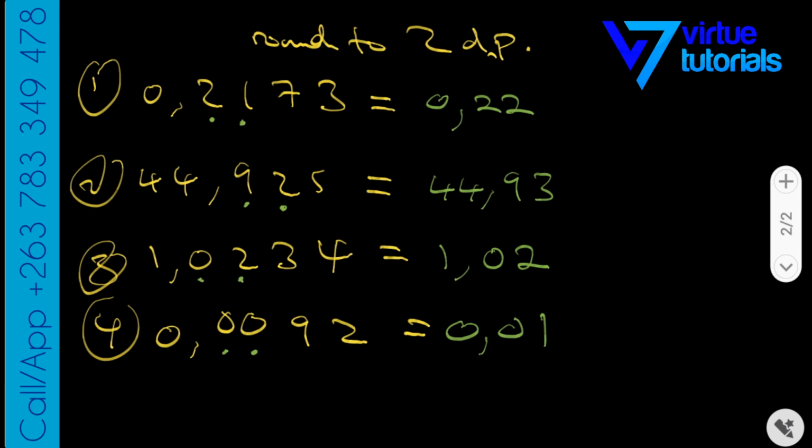So you just follow the number of decimal places you're asked to round off to, and then you do likewise. So there's a few questions for you to do. I hope you'll find them easy.